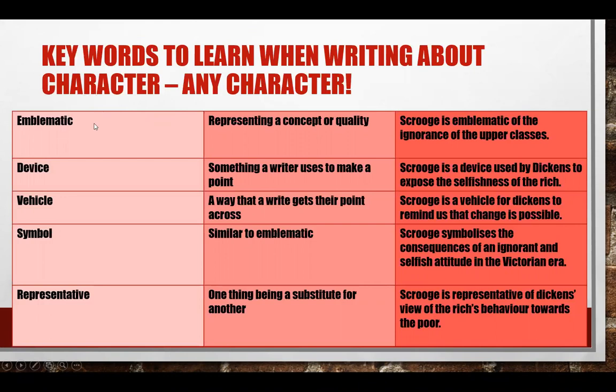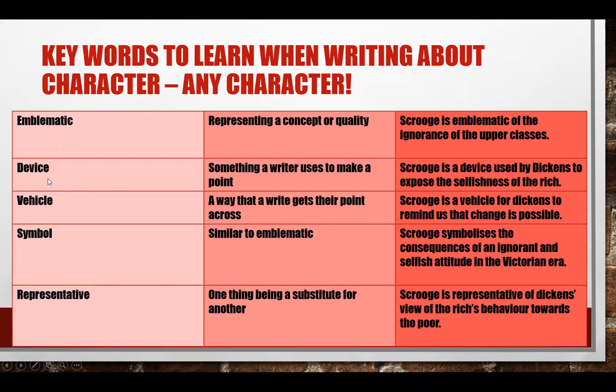So the first one is emblematic. Now this word just means representing a concept or quality, a little bit like the word symbol. So for example, Scrooge is emblematic of the ignorance of the upper classes. So he is a symbol for how ignorant the upper classes are, how blind they are to their behaviour. Okay, so that's our first one, emblematic.